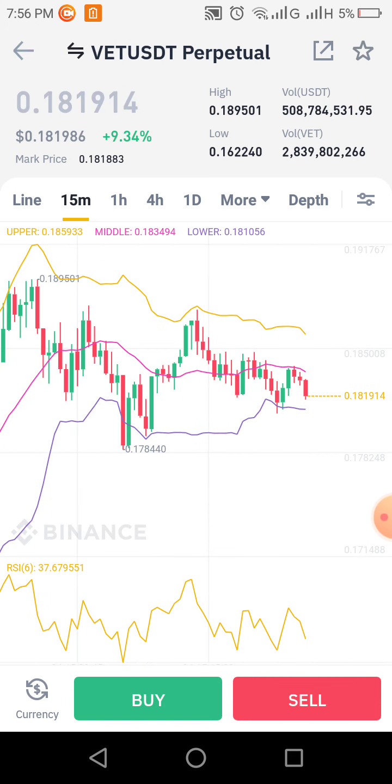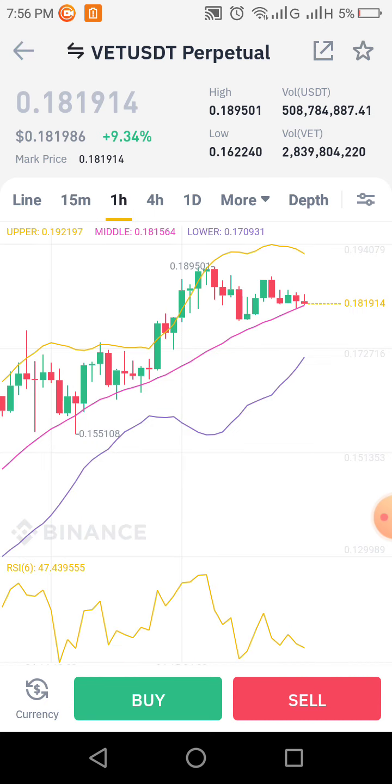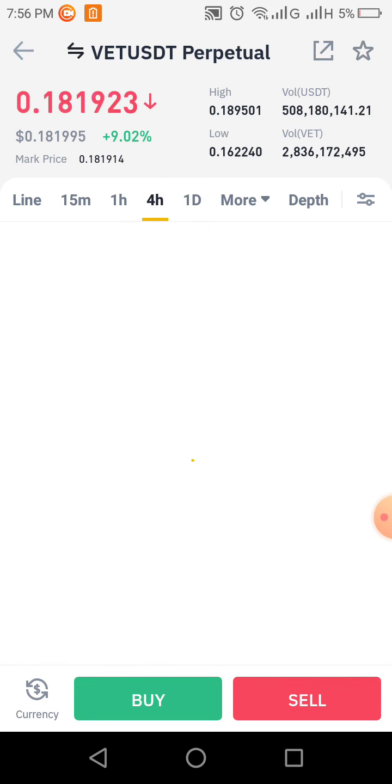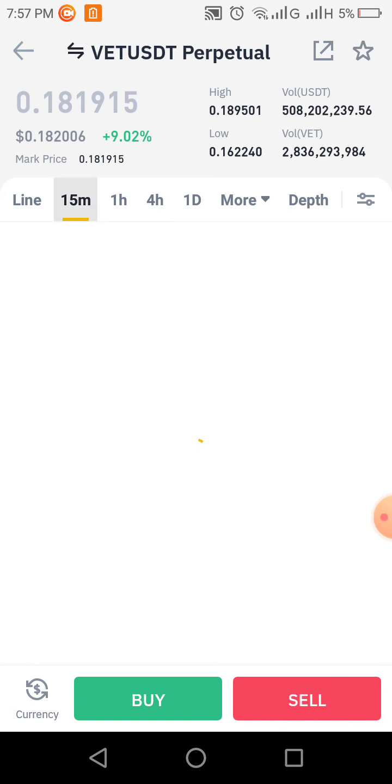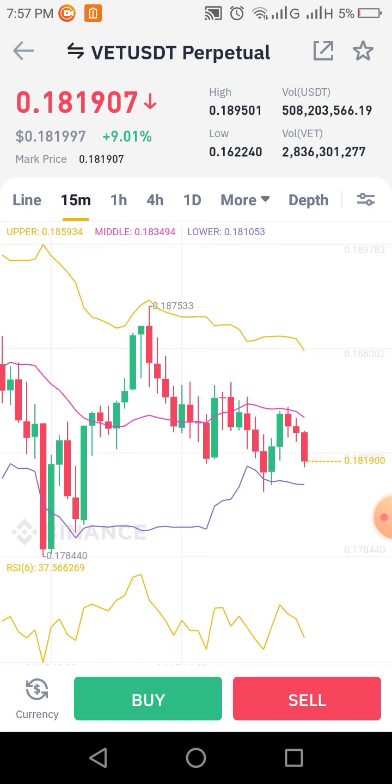Currently I have the 15-minute chart. I can make it the 1-hour chart, or the 4-hour chart, right? And I can analyze here. Currently I have two indicators open, Bollinger Bands and the RSI, and they're just helping me get an idea of what the market is doing. So you just stay here and analyze it.